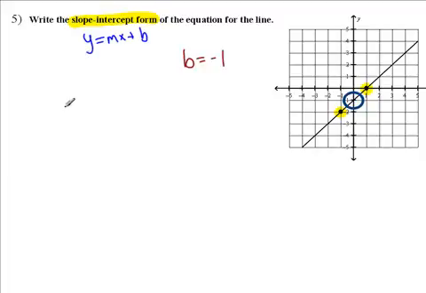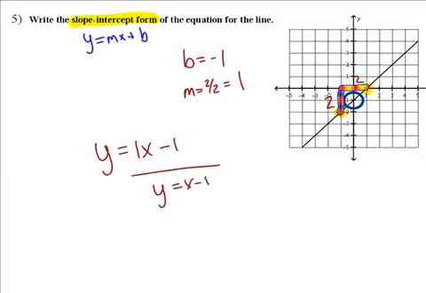The slope. To find the slope, I'm probably going to need to look at rise over run. So if we start at this point they gave us and rise to here and then run to the other point, let's see how far we went. We went up 2 and we went right 2. So my slope is rise over run. I just went 2 over 2, which is how much? 1. So if I write my equation, I have y equals 1x minus 1. I could write y equals x minus 1.